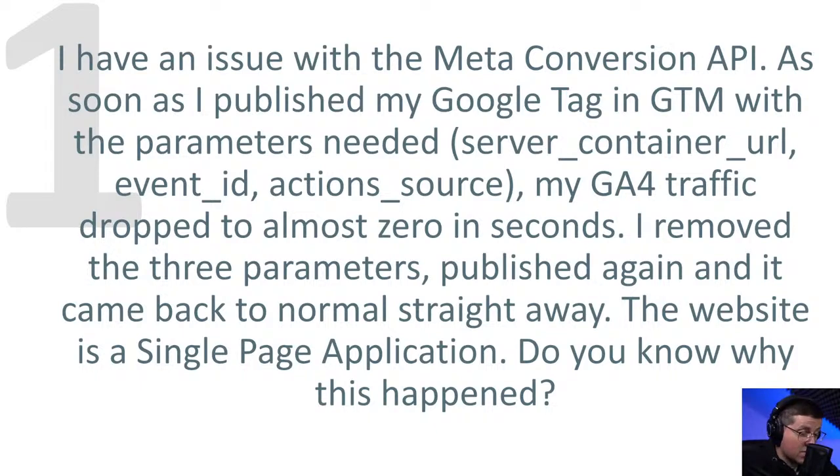It's difficult to answer without seeing this setup, but usually my troubleshooting process goes like this. You mentioned that you have 3 parameters and you remove them and everything is fixed, but the problem is most likely in one of them. Try adding them one by one and then seeing if you manage to identify which particular parameter is causing the problem. So first, let's say add server container ID, then publish and see what the traffic in GA4 is. If it keeps working, then add event ID and repeat the same. And once you add one parameter and after that your traffic immediately stops working, then that parameter is the cause of the problem.